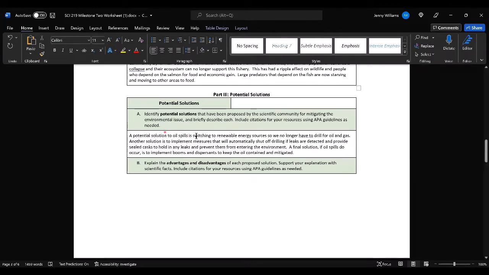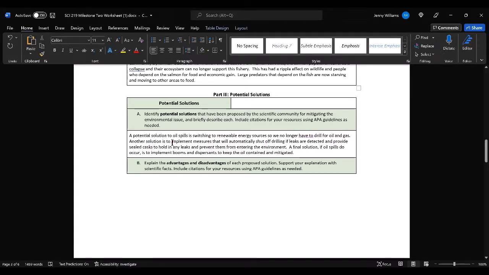So one potential solution is switching to renewable energy sources so we no longer have to drill for oil and gas, okay? You want to make sure that your solutions are realistic, okay? So you don't want to say, never drill oil again, right? So switching to this would lessen our need to drill.